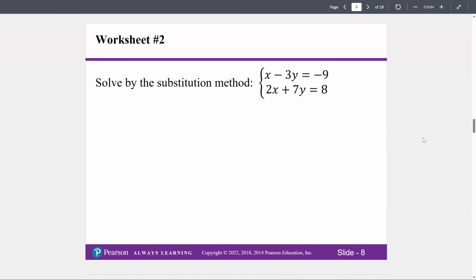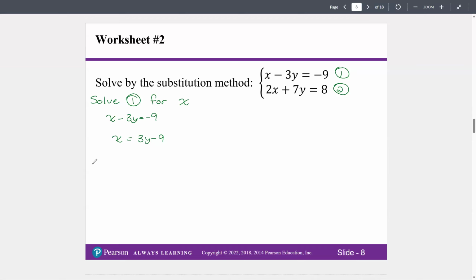Sorry, let me change my color here. So we're going to have line 1 and line 2. Line 1 looks like it'd be easiest to solve for x. Because if we have x minus 3y equals -9, then x is just 3y minus 9.